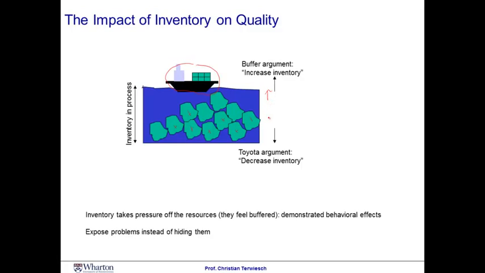If we put so much inventory into the system that we buffer every eventuality out of the way, we start taking the pressure off process improvement. So the Toyota production system and the lean literature argues actually the opposite. Instead of buffering systems, we should reduce the buffers so that we expose problems.